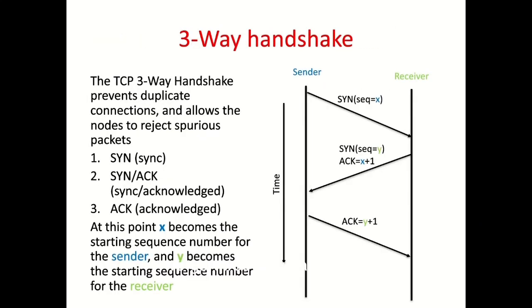There we go. Three-way handshake. If anybody here has heard SYN or SYNACK before, that's what we're referring to here. In a TCP three-way handshake, we want to establish a connection which prevents duplications and allows the sender and the receiver to reject packets that aren't established in a connection, okay? And this is how we do that.